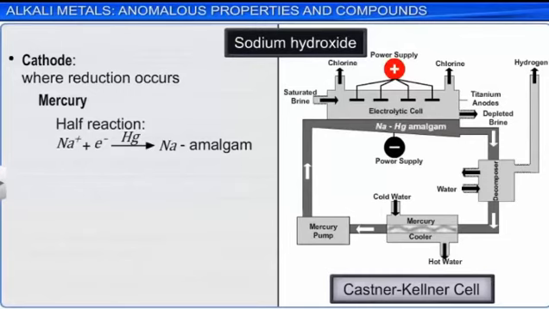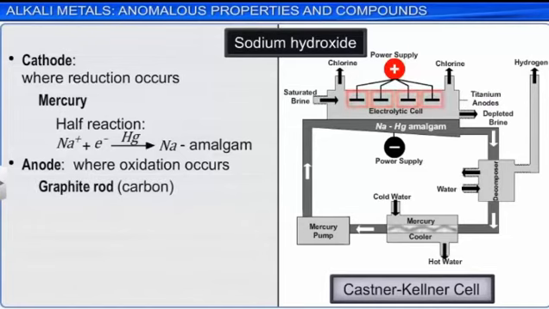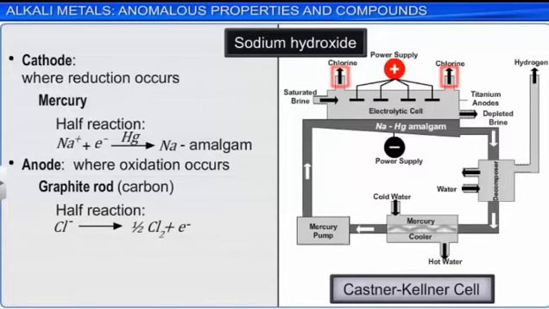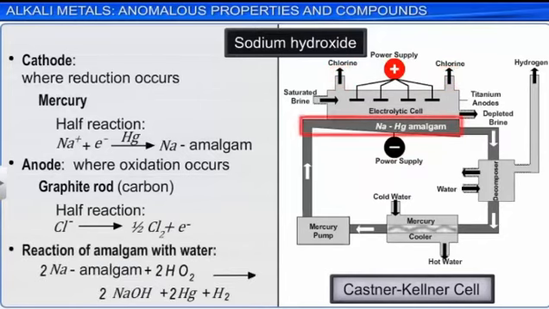Oxidation occurs at the anode in an electrochemical cell. In the Kastner-Keller cell, a rod of graphite, a form of carbon, is used as the anode. In the oxidation half reaction, chloride ions form chlorine gas and release electrons. The sodium-mercury amalgam that forms at the cathode then reacts with water, releasing sodium hydroxide, mercury metal, and hydrogen gas.